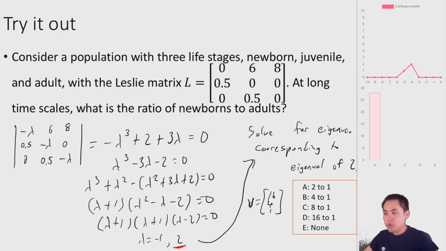Okay, because 2 is bigger, you find the eigenvector corresponding to the biggest eigenvalue, because if you take a big number and take an exponent, it's going to grow faster than a small number to an exponent.